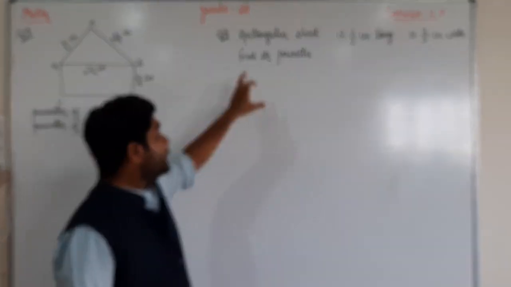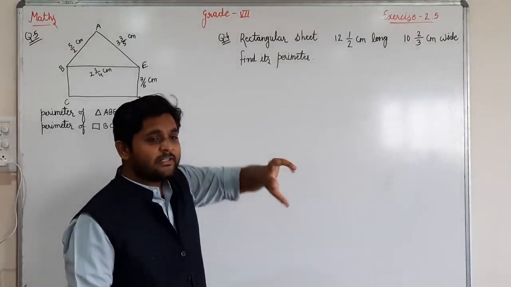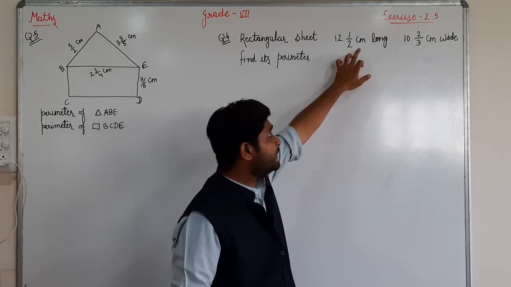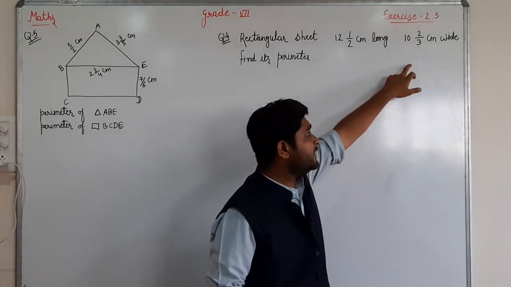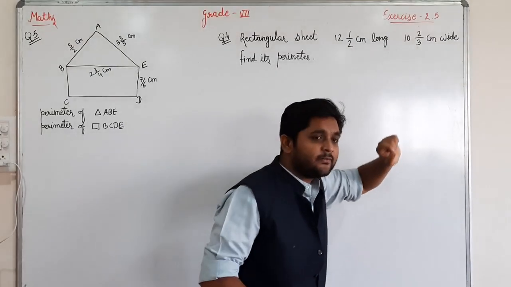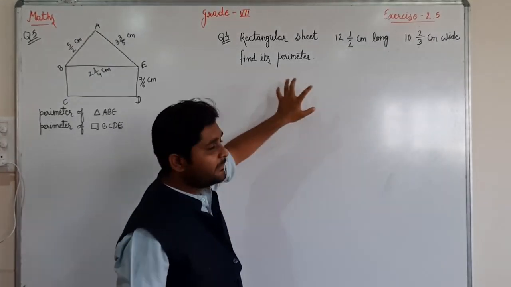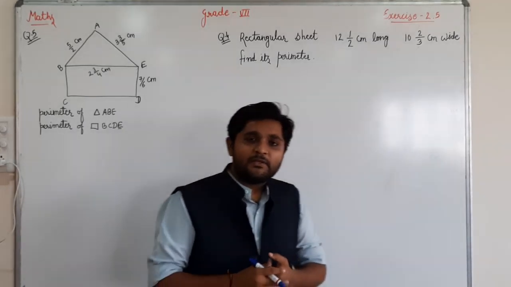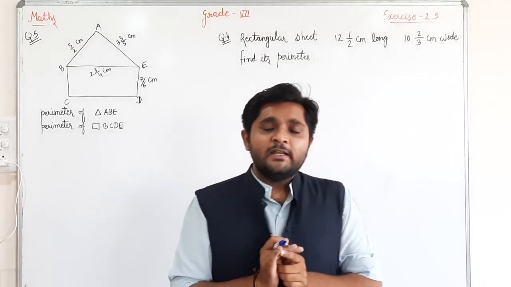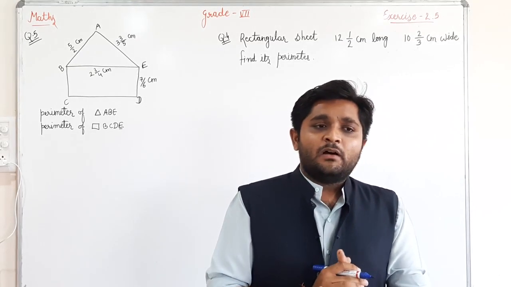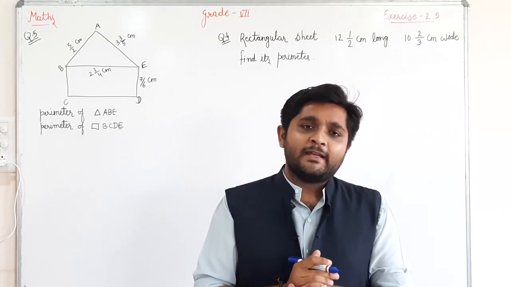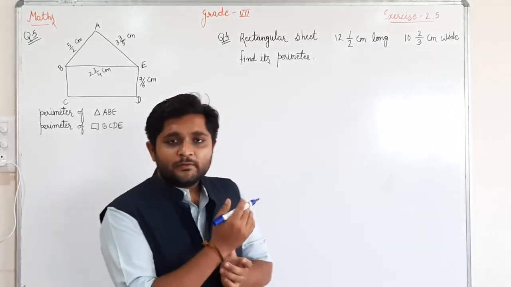Question number 4 is there. A rectangular paper sheet is there, and the rectangular paper sheet is 12 1 by 2 centimeter long and 10 2 by 3 centimeter wide. So its length and width are given. From this length and width we have to find its perimeter. So let me find the perimeter of the given rectangular sheet. So friends, we should know that the perimeter of a rectangular sheet is 2 in bracket L plus B. So let me solve the question.